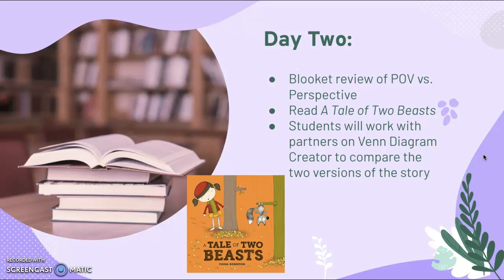Day 2, I will do a quick review on the Blooket game. So students can have a little practice between point of view and perspective. Then I will read A Tale of Two Beasts to them. So this story is told, the first half is the point of view of a little girl who picks up this wild animal in the forest and takes it home to be its pet. And the other half is the perspective of this animal, and it considers the little girl to be a beast.